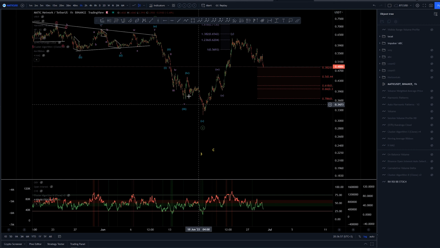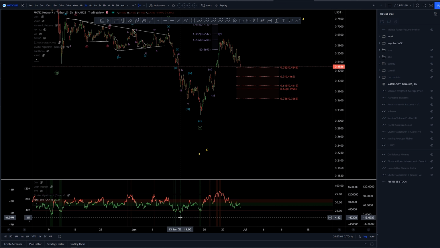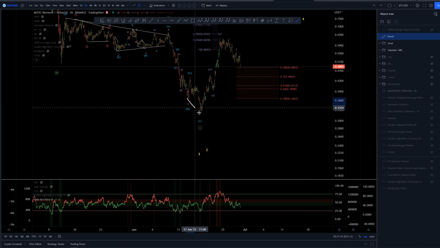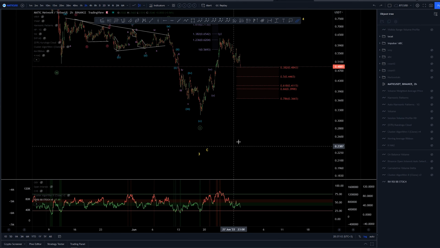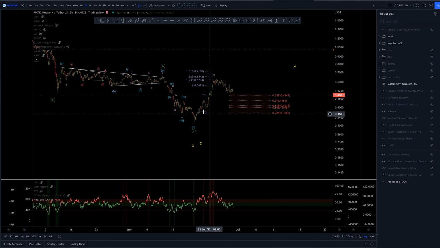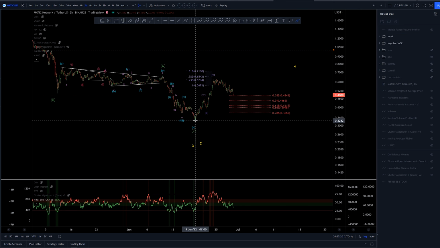Now the bad thing about this is that we don't really have too good of a divergence here at these lows, at least on the 1 hour. Let's see the other ones. On the 2 hour, okay, we have at least one divergence here, so at least something. Again, this would conclude our wave 5 here, down at around 31.5 cents on the 19th of June.